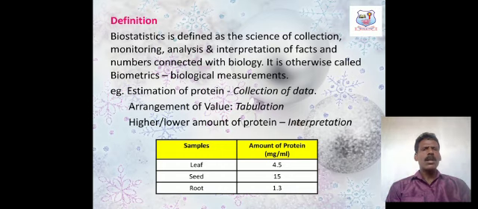For example, in estimation of protein from the sample, we can collect the data of the amount of protein in mg per ml concentration through experimentation studies. The data must be entered into a suitable table of the Excel spreadsheet for arranging it systematically before adopting any particular method of statistics for interpretation studies. Here in a table you see the lower and higher amount of the protein that is being subjected to interpretation by statistical method.